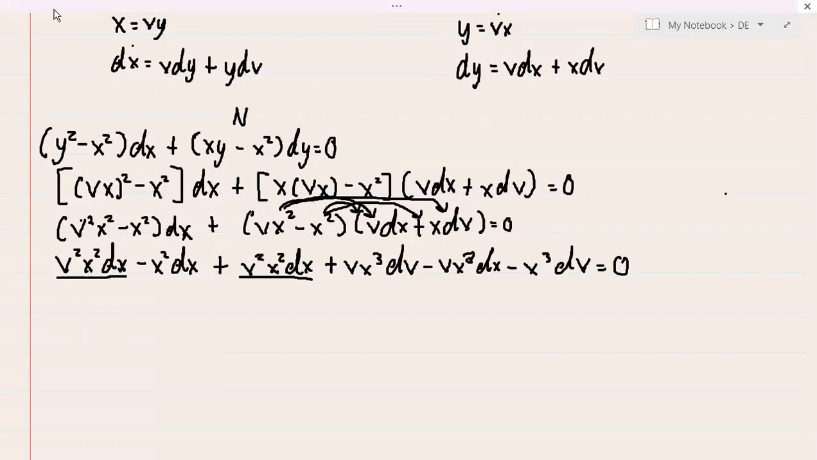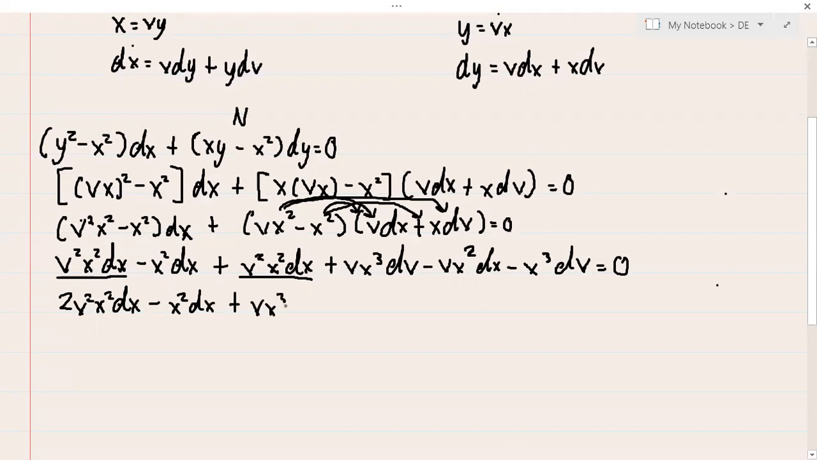Wait lang, let me rewrite this in proper way. Dapat naka-squared to. So, what I can do here is si first term at saka si second term, we can just add them together. So, we will have 2v squared x squared dx. Then, let's copy the other terms. Pabigyan nyo ako guys. I-copy ko muna itong mga ibang terms.